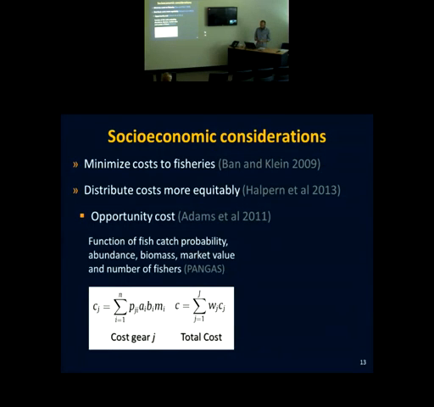For each individual gear, we calculated the opportunity cost as a function of fish catch probability, abundance, biomass, and the market value. And then we summed the opportunity cost of each gear and weighted these based on the number of fishers. There are different ways of addressing this aspect, but we decided to use number of fishers because that's the information that was available. An alternative to doing this is to use, for example, vulnerability of species. So basically what this function will do is assign a cost that is more amenable to the different stakeholders that will be affected by the marine reserve design.